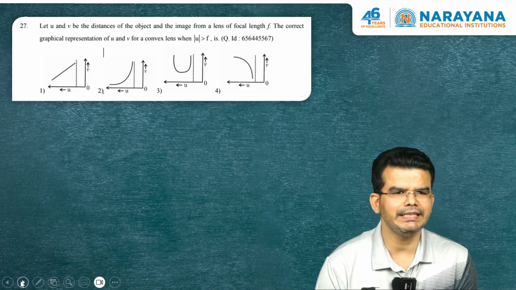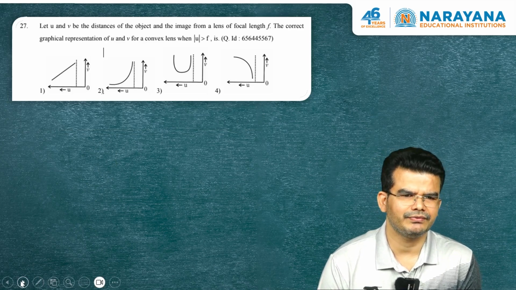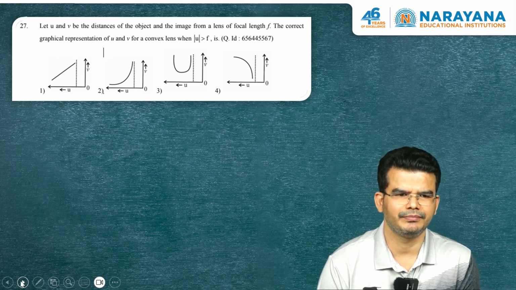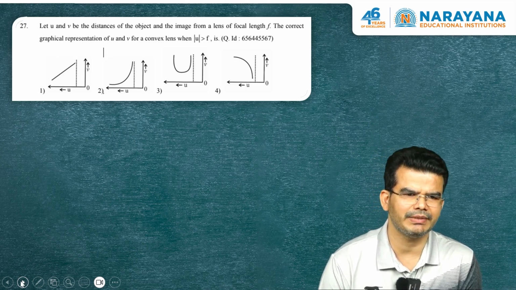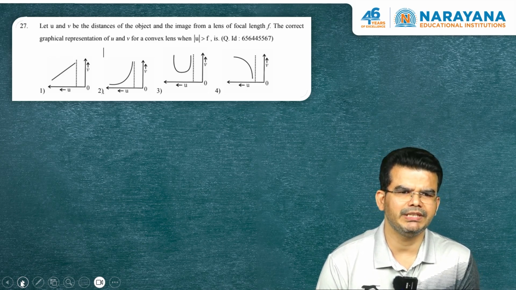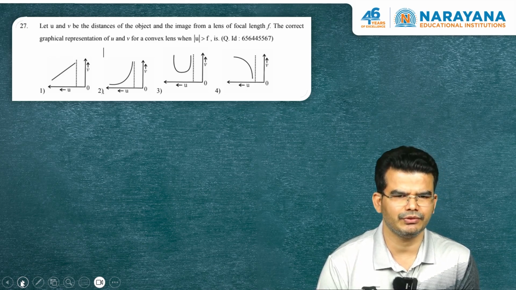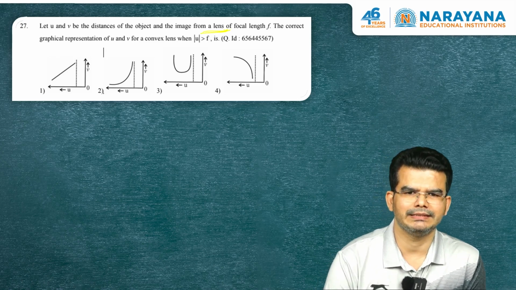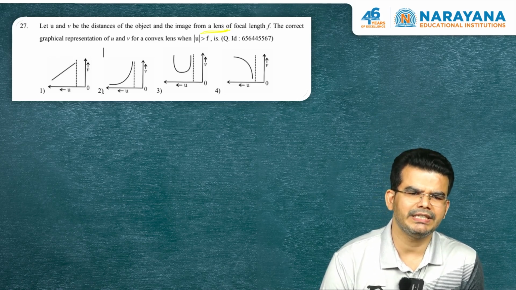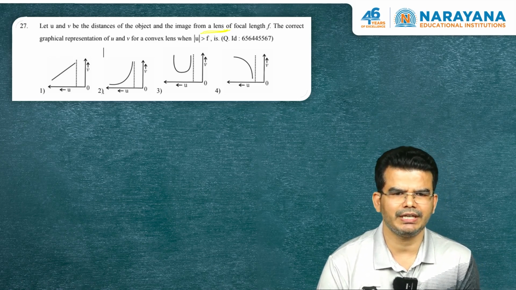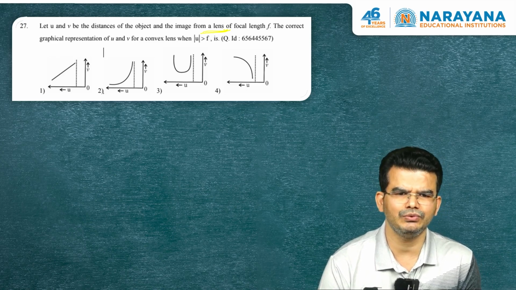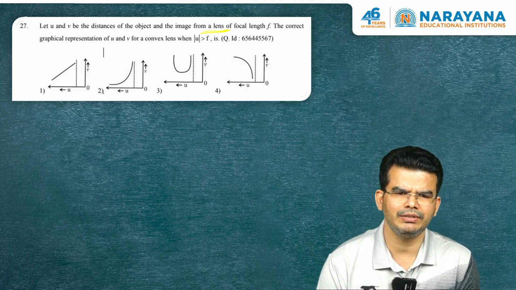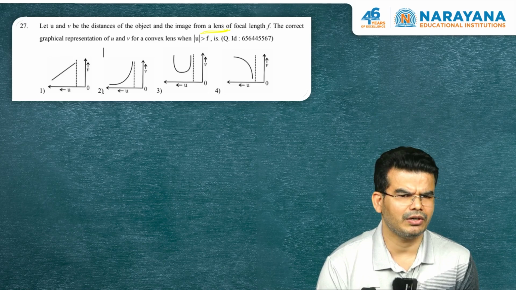Let's move to the next one. Here we have a graph of u versus v. Let's read the problem formally. Let u and v be the distances of the object and the image from a lens of focal length f. First of all, it is a lens. The correct graphical representation of u versus v for a convex lens, with u greater than f, means they are talking about real images.